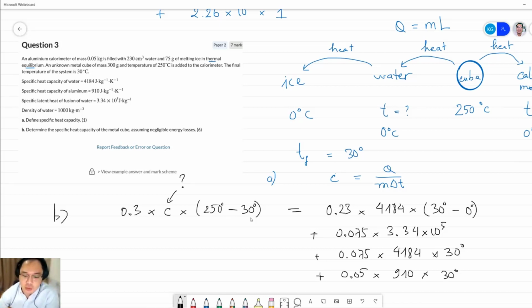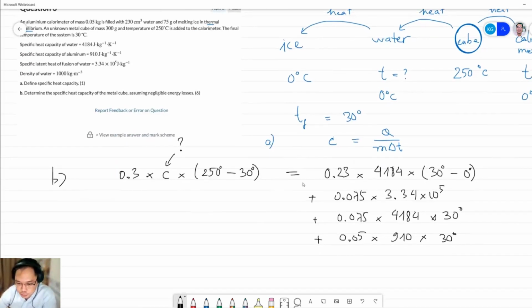Okay, now solve the equation. Just put all the numbers into the calculator and solve for C, which is the X variable in the calculator. Okay, you can find the value of C.